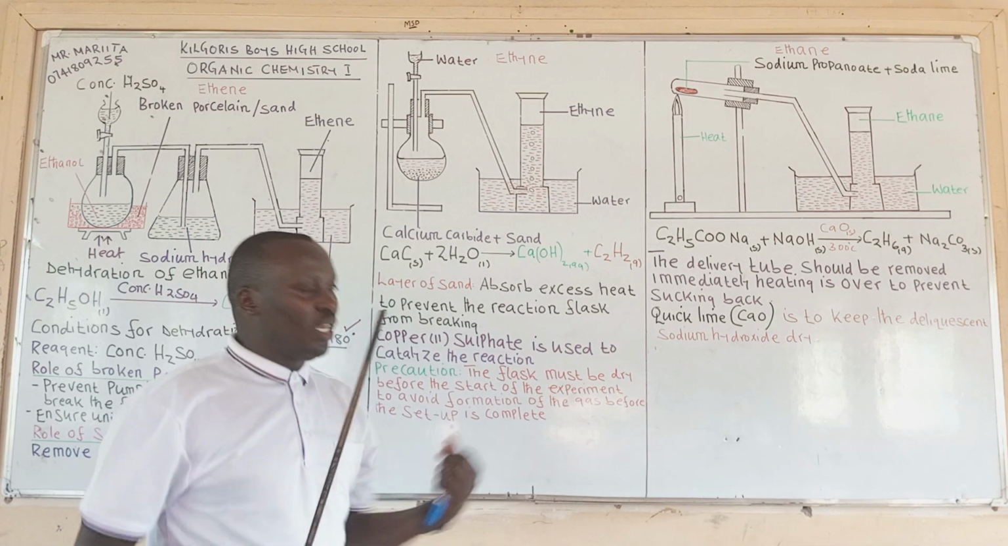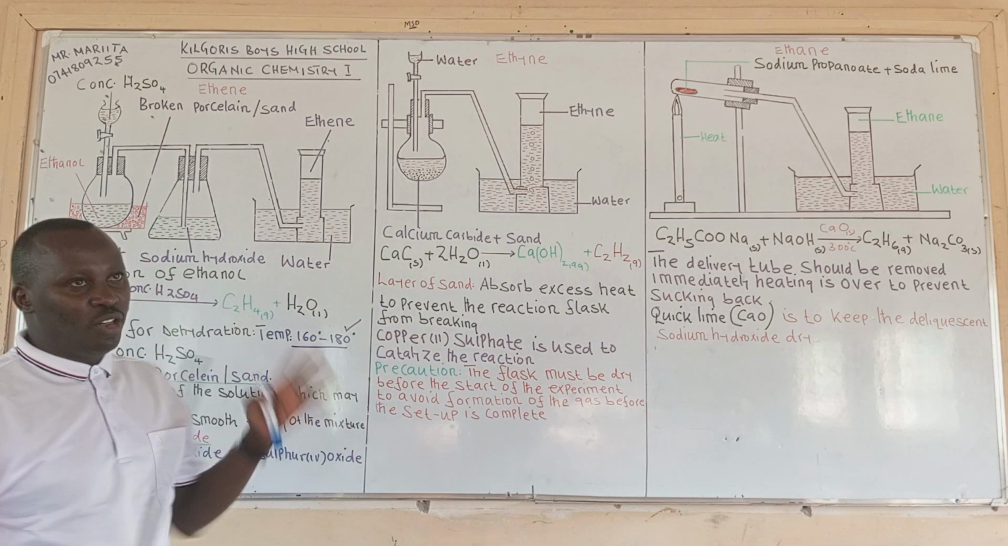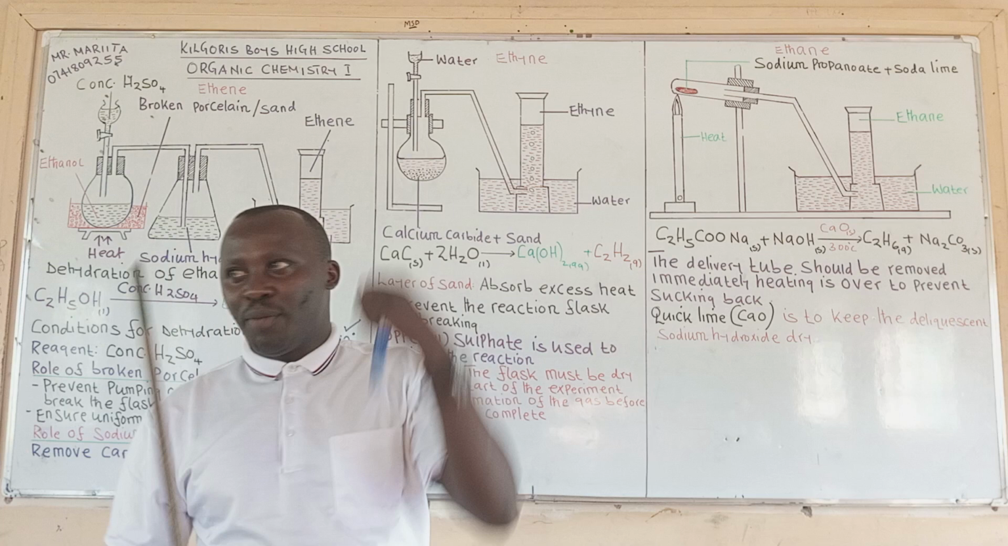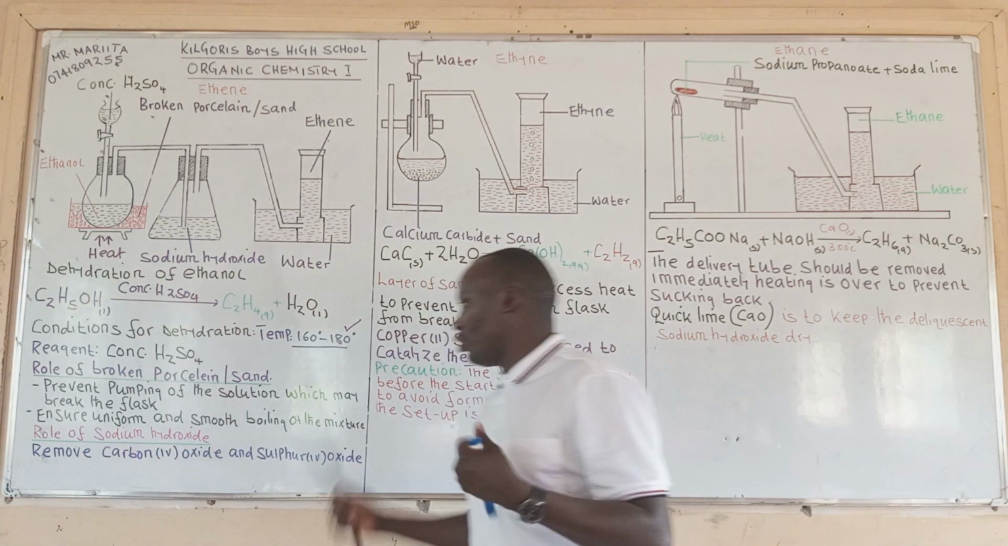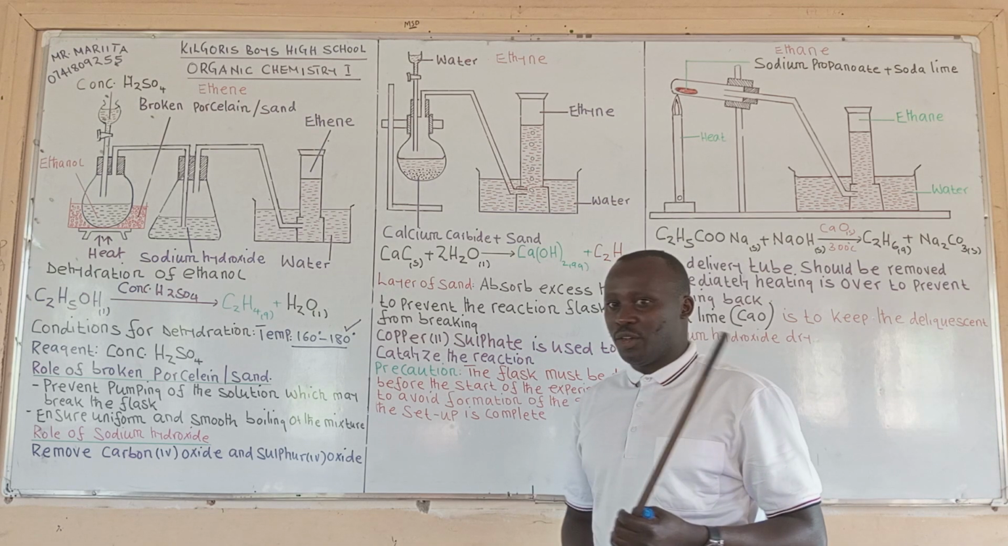What is the purpose of sodium hydroxide? The purpose of sodium hydroxide is to remove the carbon dioxide or sulfur oxide. Correct. That is what we are supposed to say about the role of sodium hydroxide.